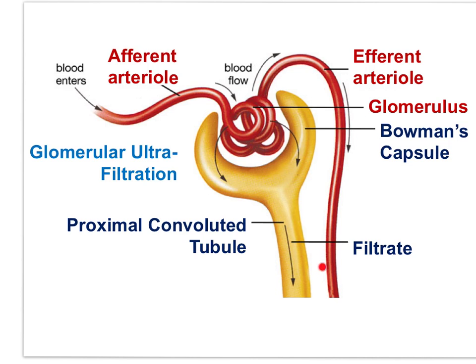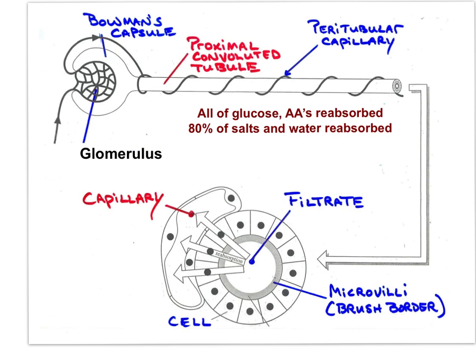The relationship between these two structures is important as I move to the next slide. In this diagram, the filtrate flows along the proximal convoluted tubule, which is paralleled closely by a capillary. In cross-section, the proximal convoluted tubule can be seen to have microvilli. The flow of small molecules into the blood capillary can also be seen.